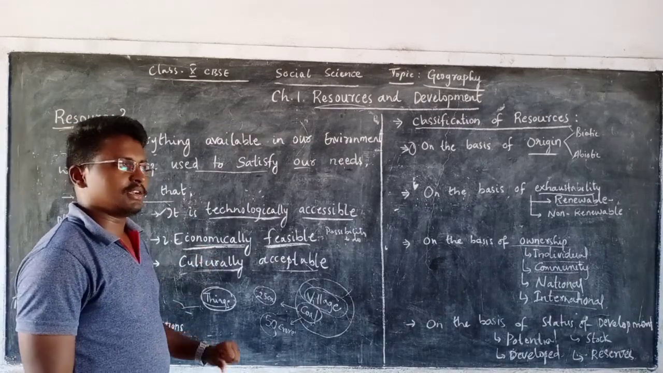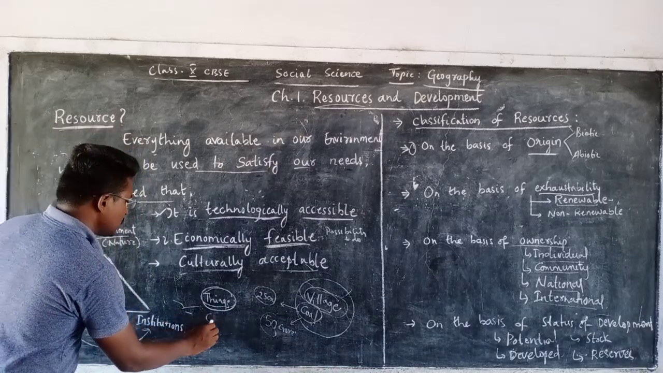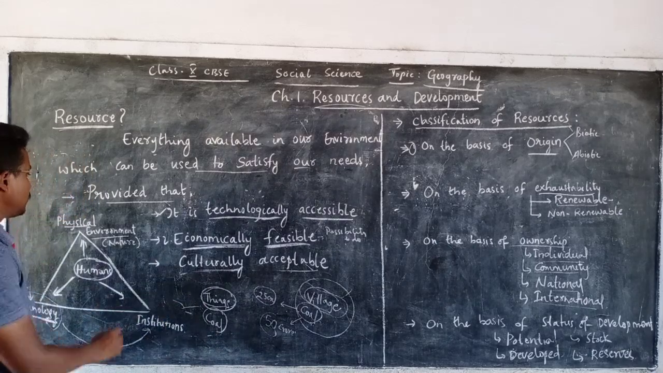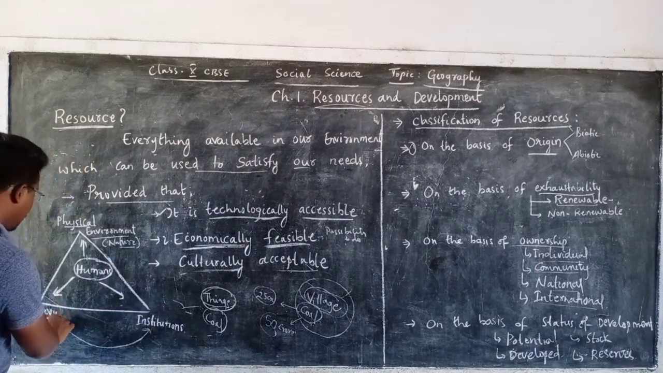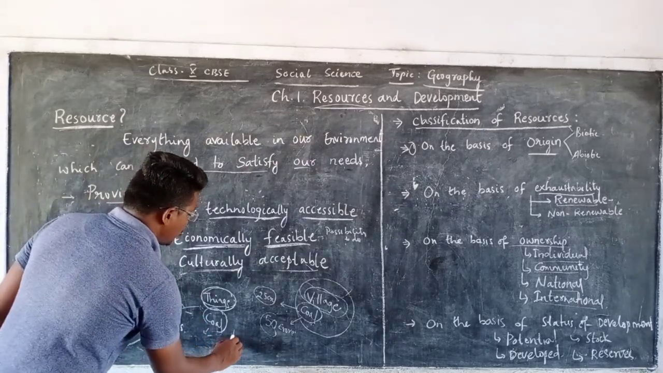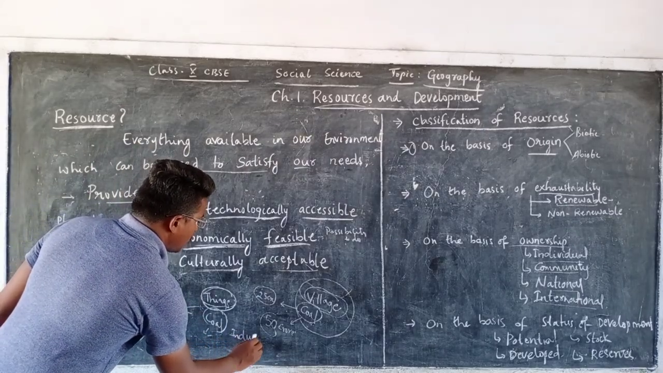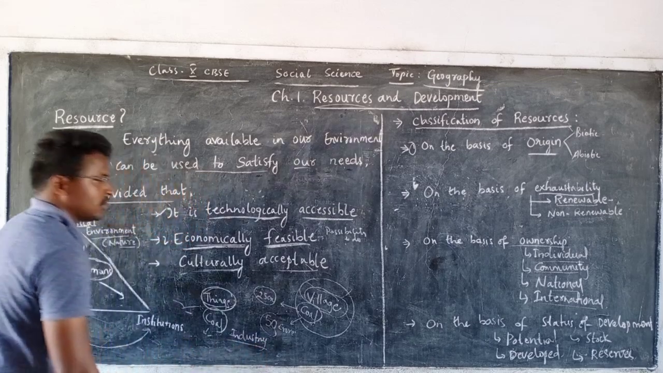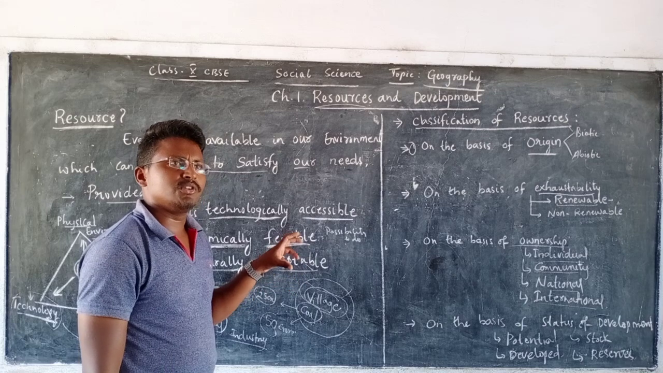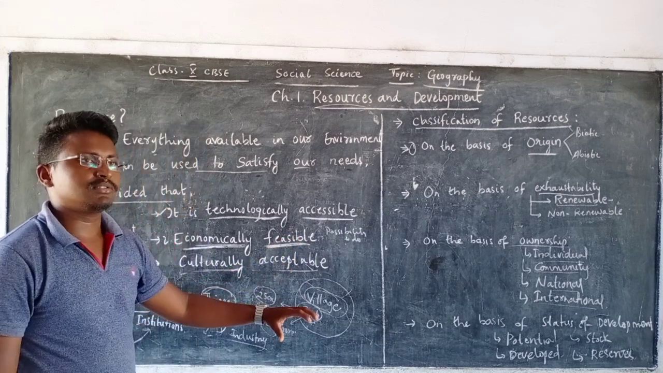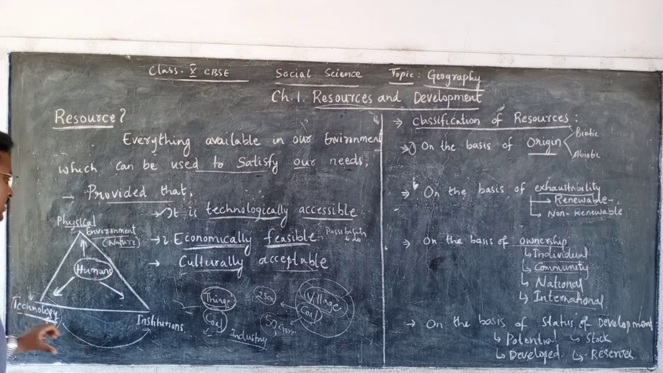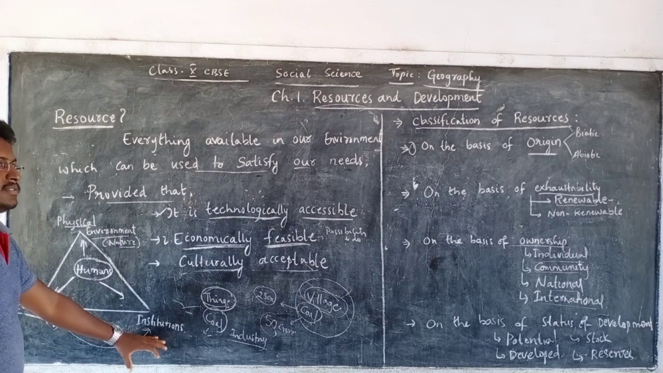For example, humans have interacted with coal in nature by using technology. Then after that, this coal can be turned into the coal industry, or we can also call it a coal institution. So this is how humans transform things into resources. Humans interact with nature by using technology and convert them into institutions.